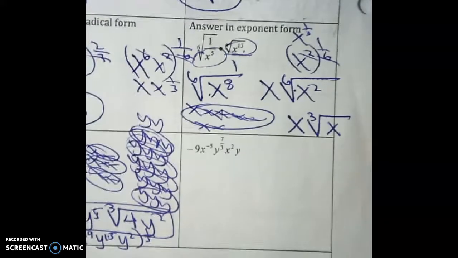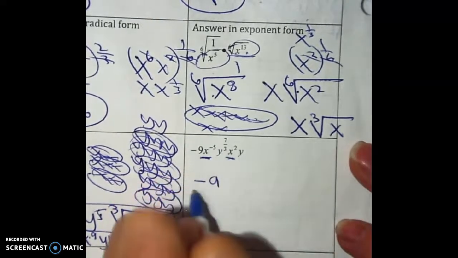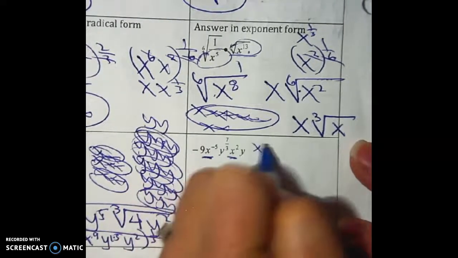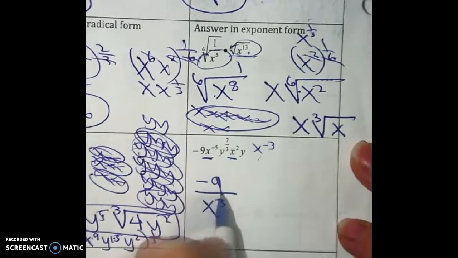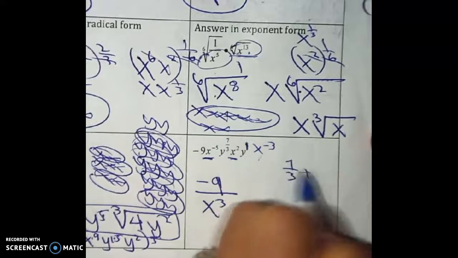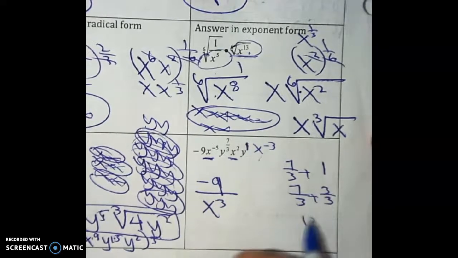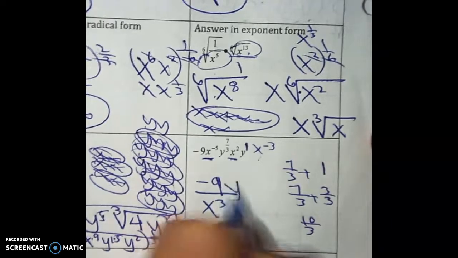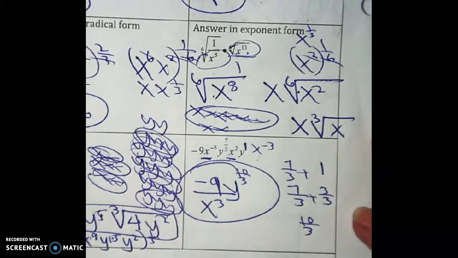All right, next one. Looks like we're dealing with fractions. Let's deal with the x's first. So that would be x to the negative 3. But then when you move it downstairs, it turns positive. Okay? I have 7/3 plus 1, which is 7/3 plus 3/3, which is 10/3. So it's just y to the 10/3. Okay? Nothing had to move.